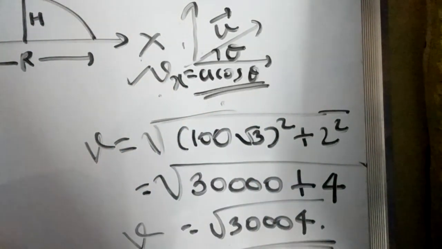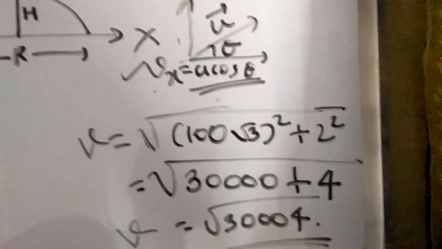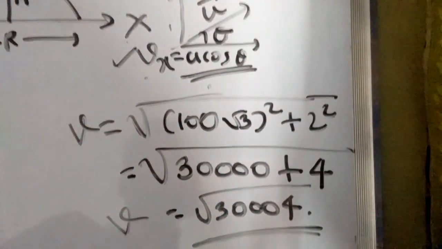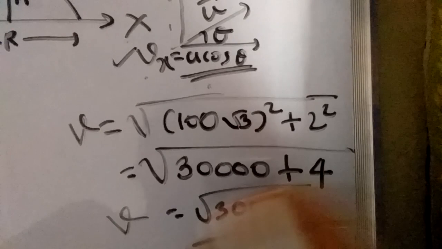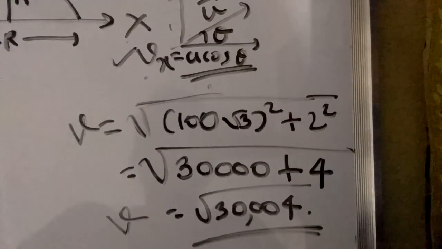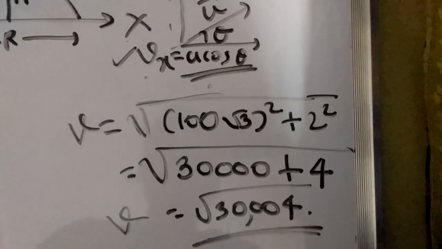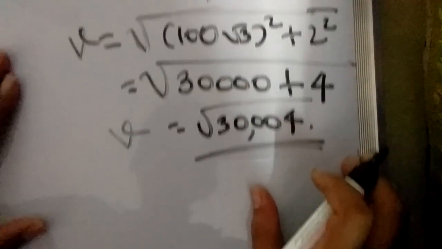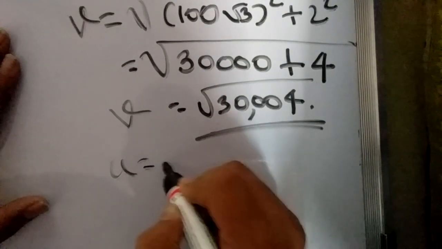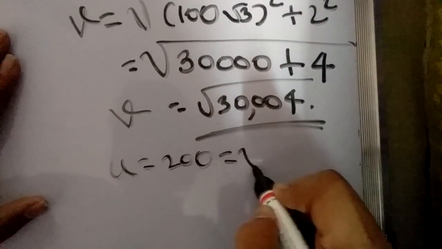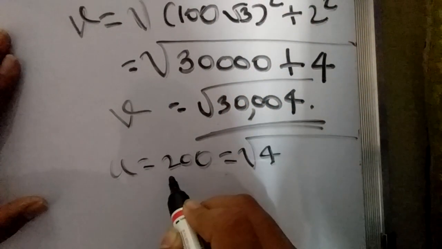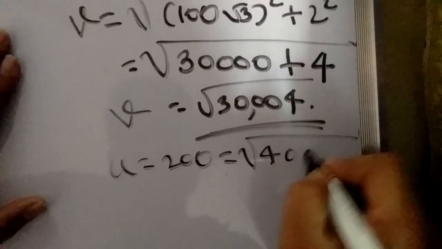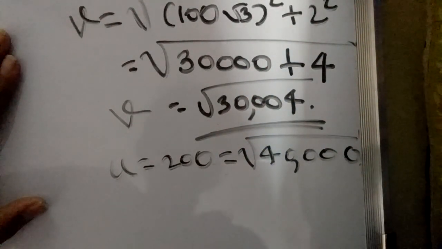Okay, so we got the value of V as 30,004 under root. This is the value of V, and you can see this value is correct. Why? Because what is the value of u? 200. So I will write u equal to 200, which is under root of 4, and 2 square is 4, and 4 zeros, which is under root of 40,000.